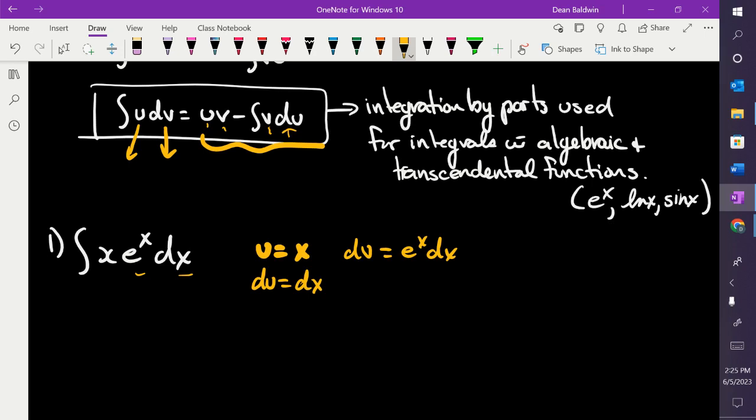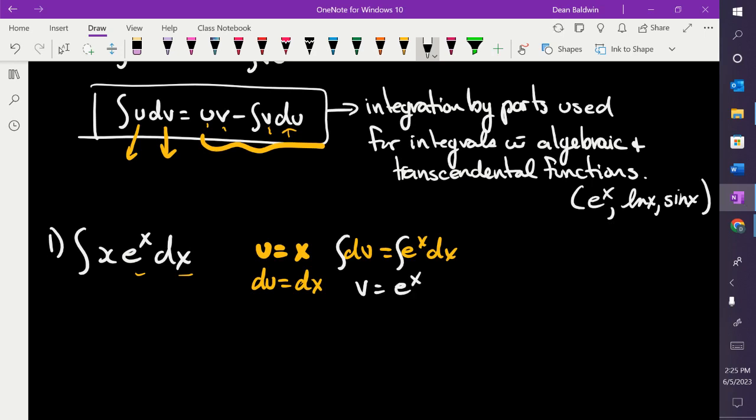Okay, so du is equal to dx. Now, how do I get rid of the dv? I need to get v. Because I have dv, if I integrate both sides, what's the integral of dv? V, right? What's the integral of e to the x? E to the x. Okay.